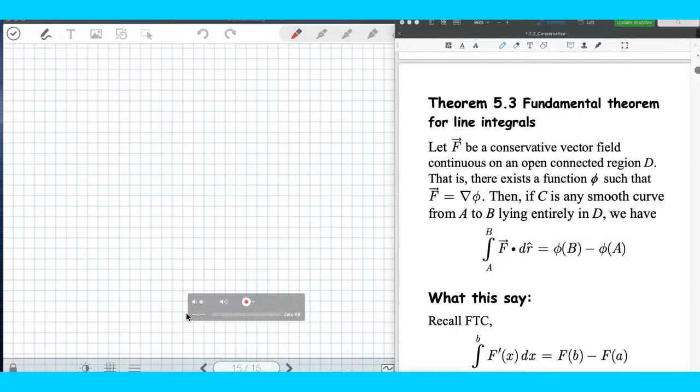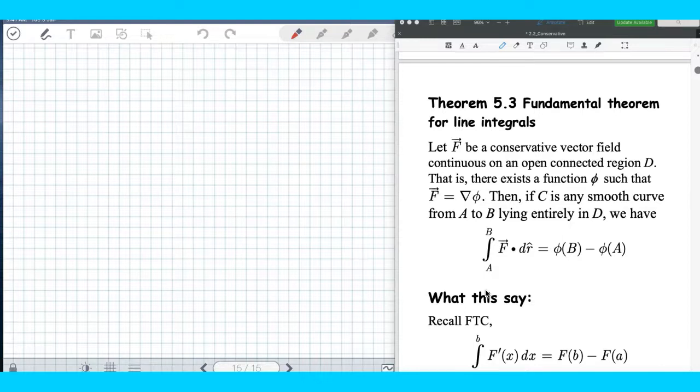Okay, so in the previous video, we looked at how we can determine whether the given vector field is a conservative vector field or not. As I mentioned before, if the vector field given is conservative, there are some theorems that can help you simplify your work in calculating the line integral.